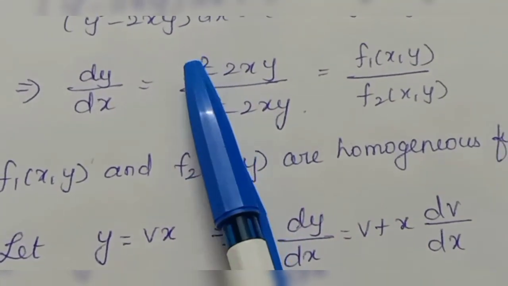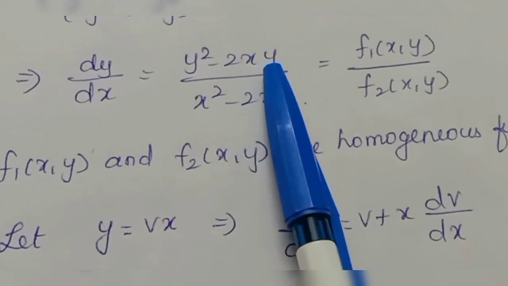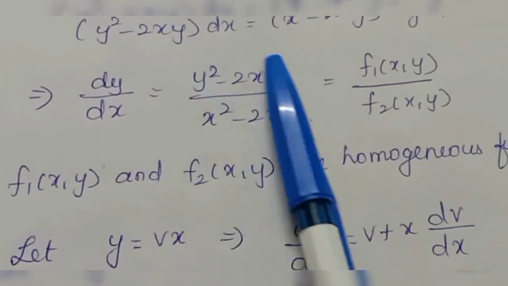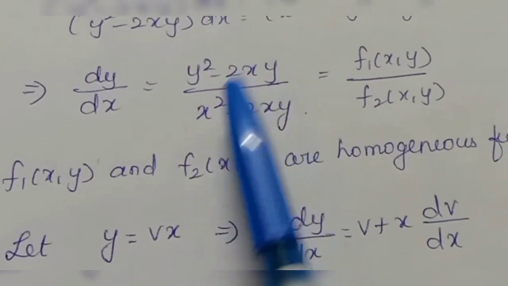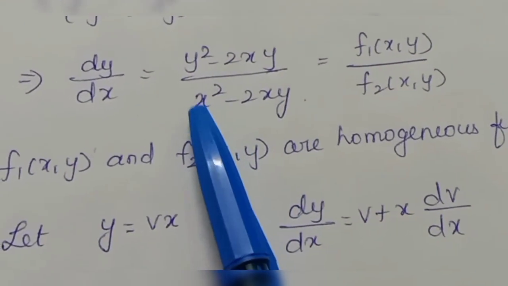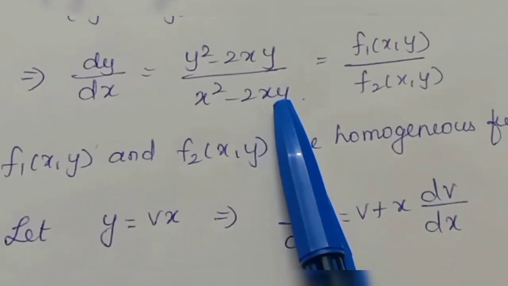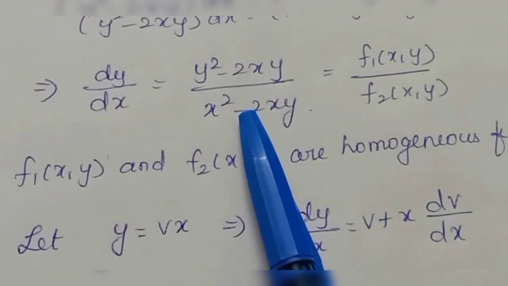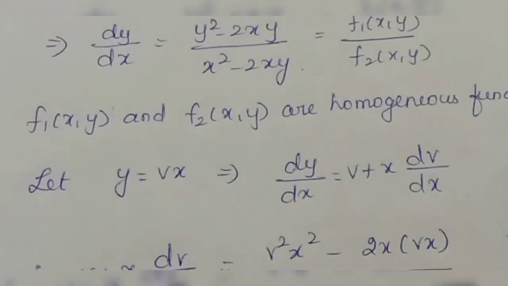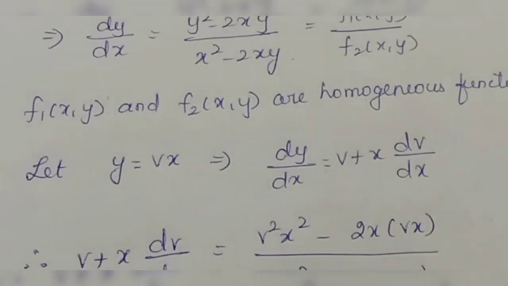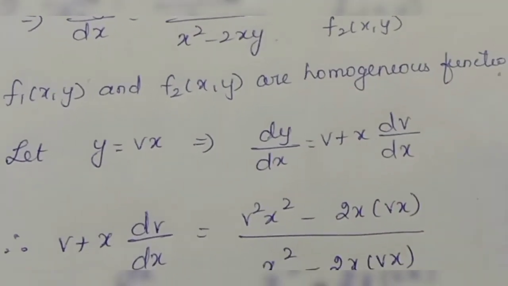Here y square, that is degree 2. Here also x into y means what? Degree 2. So this is a homogeneous function of degree 2. And similarly the denominator also, here x square degree 2, here x into y degree 2. So both numerator and denominator are homogeneous functions of degree 2. So I am going to solve this by method 2 described in the table.